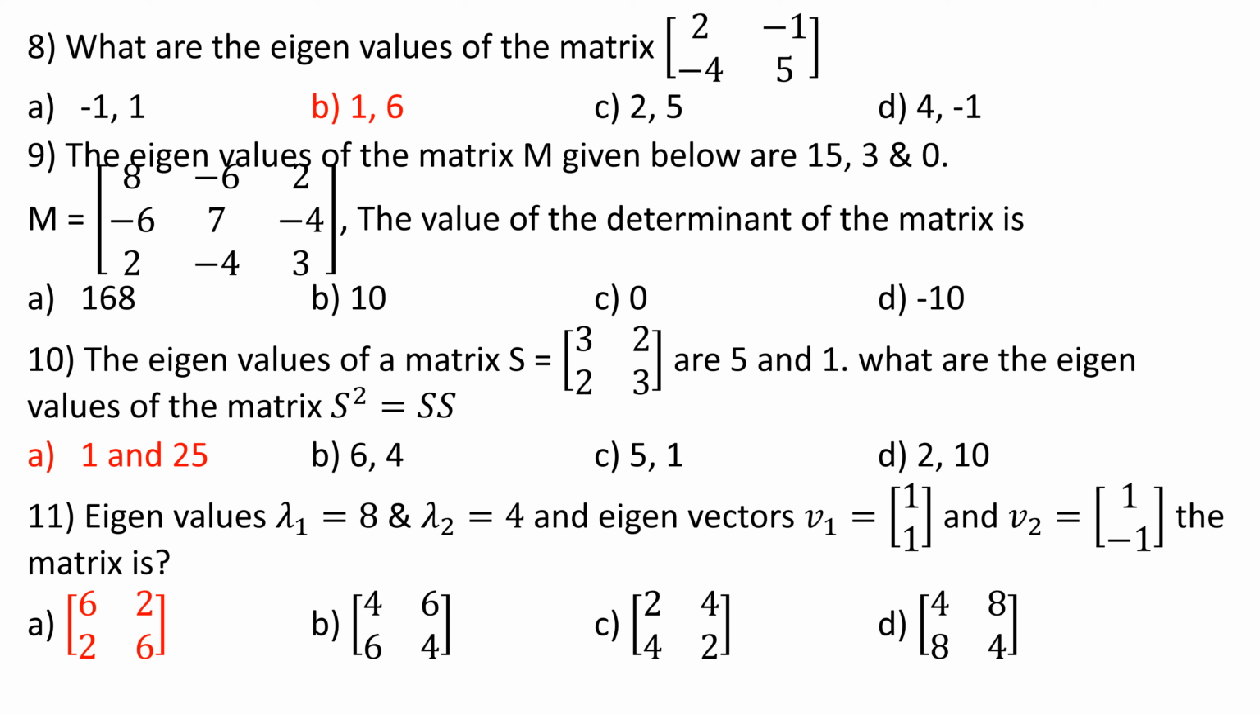And option C, 2 plus 5. 2 plus 5 is nothing but 7. So option C also may be correct. Option D, 4 minus 1, that is 3. So option D is not correct. So either B or C is correct.